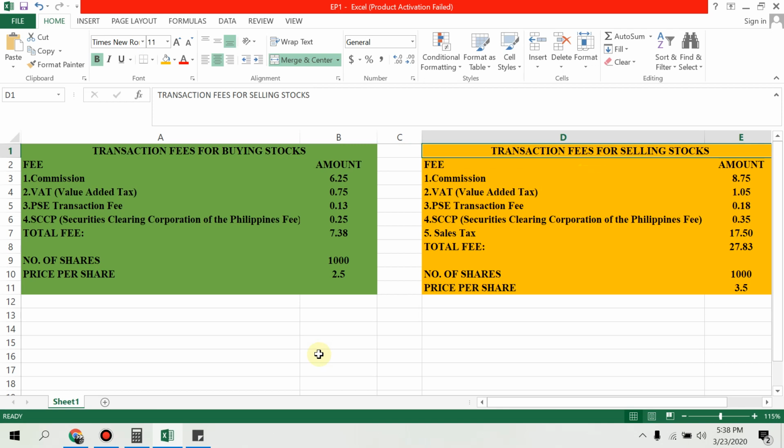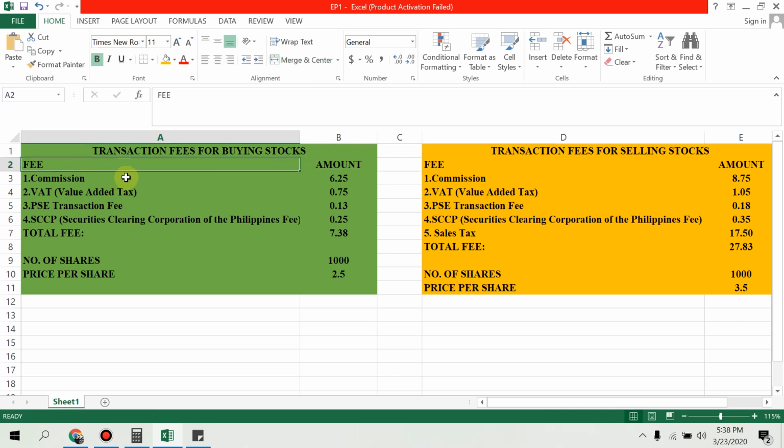stock. So number 1 na binabayaran natin pagka tayo bibili, so syempre we have commission. Number 2, we have VAT o tinatawag nating value added tax. Number 3, so we have PSE Transaction Fee. Number 4, we have SCCP or what we call Securities Clearing Corporation of the Philippines fee. So apat lang guys for buying stocks.